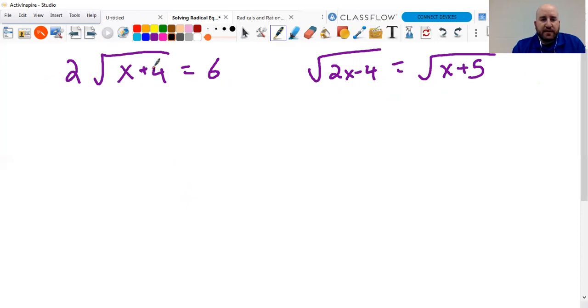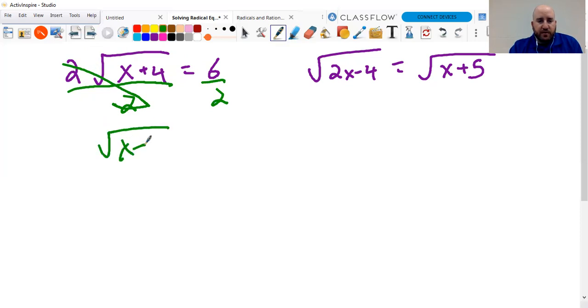2 times the square root of x plus 4 equals 6. This looks pretty similar to the snip from the book. It was 2 times the square root of x plus 1 equals 4. Again, this 2 is multiplying. It's out in front. This is not an index of 2. This is multiplying. So to get the square root by itself, I divide both sides by 2. Square root of x plus 4 equals 3.